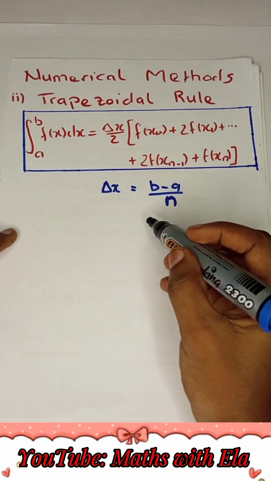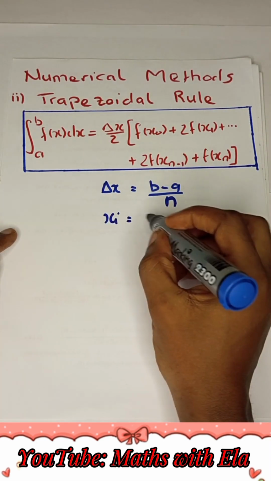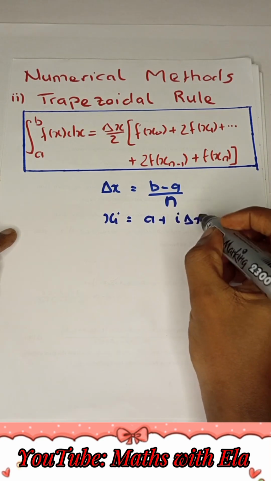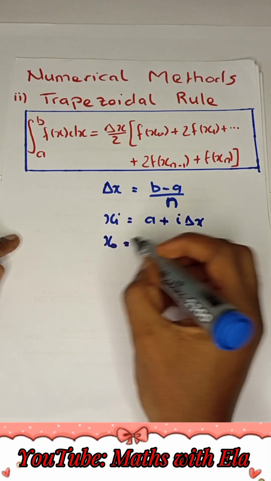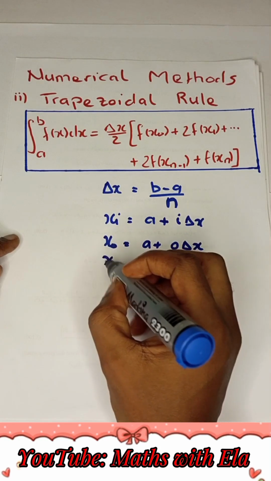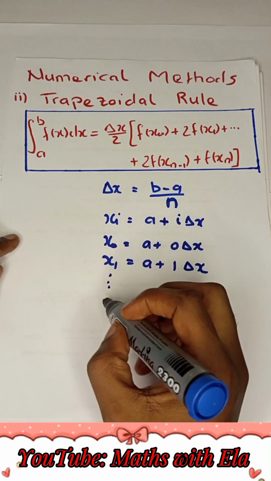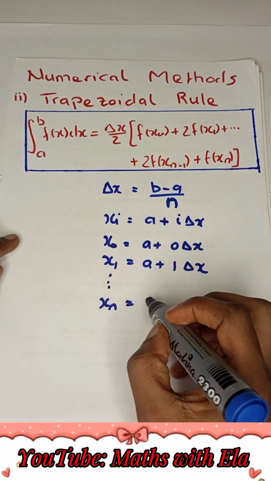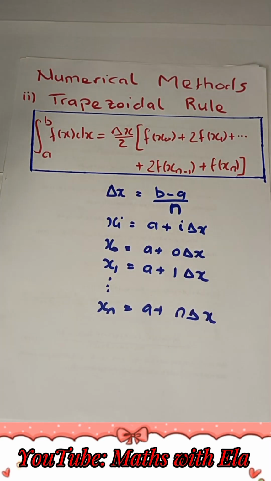So next we need to identify what x0, x1 up to xn are. So xi is equal to a plus i times delta x. That is, x0 will be equal to a plus 0 times delta x. x1 will be a plus 1 times delta x, and so on till we get xn, which will be a plus n times delta x. That is it about understanding what is needed in order to apply the trapezoidal rule correctly.